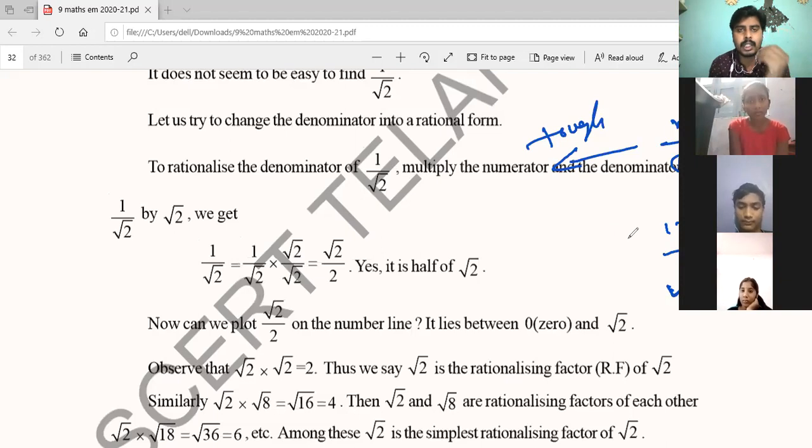So here we are converting the irrational denominator into a rational denominator. The process of converting the denominator from irrational to rational is called the rationalization process or rationalizing. Did you get that, Nana?